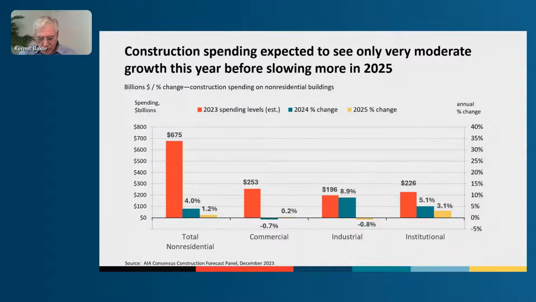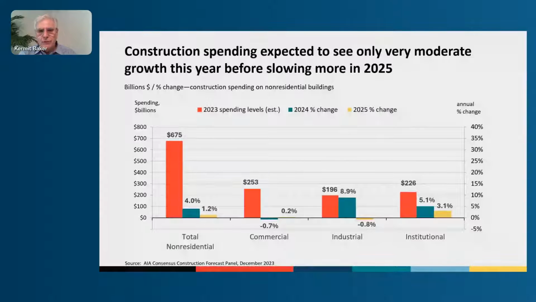Well, after strong growth last year, as I mentioned, very strong growth in 2023, forecasters are predicting a fairly dramatic slowdown this year and next. Overall spending on non-residential buildings is projected to increase a mere 4% this year, only 1% in 2025. These numbers are not adjusted for inflation, so real growth would be even lower than that. The commercial sector is expected to see no growth.